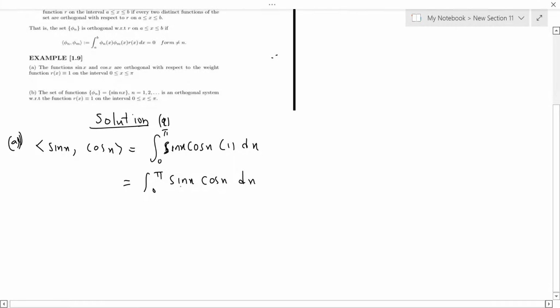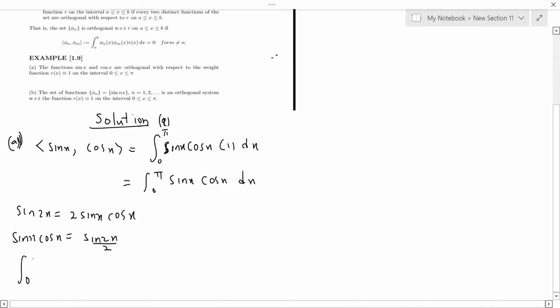Okay, now how do you evaluate this integral? You can use a property of trig. There is this formula from trig. This formula says sin 2x is equal to 2 sin x cos x. So what we are trying to evaluate here is sin x cos x. If you make sin x cos x the subject of the formula, what do you get? Divide through by 2, you get sin 2x over 2.